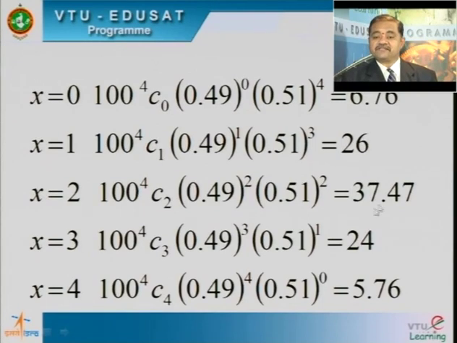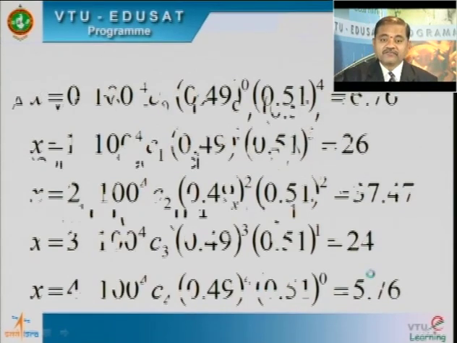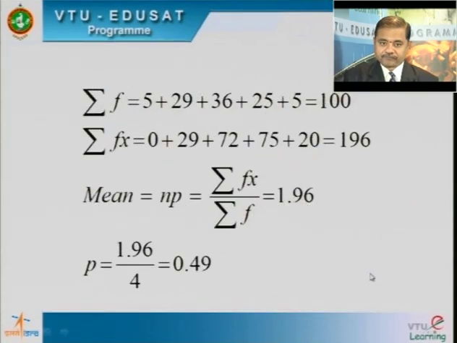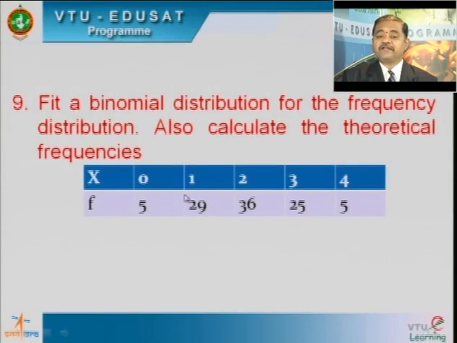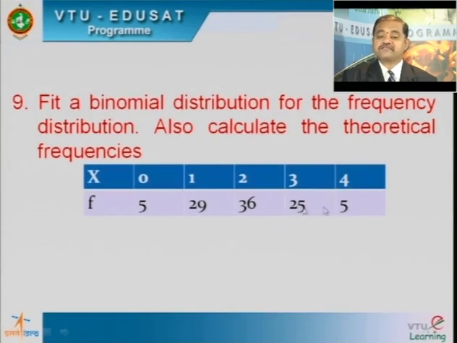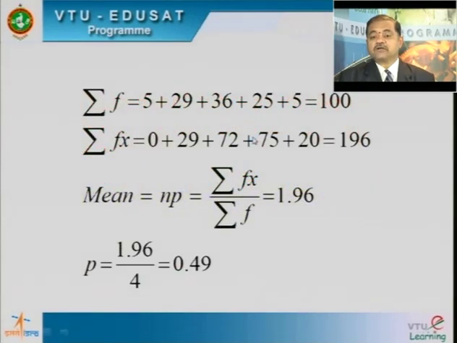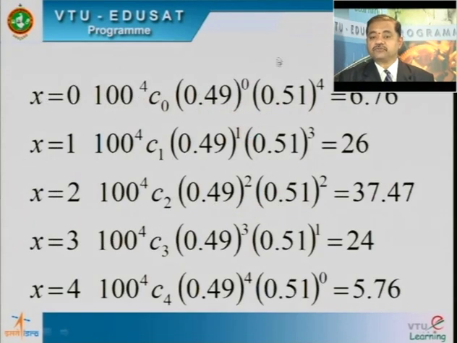Here you will get some decimals, but in the given problem there are no decimals. But nearby values I think we can find: 5, 29, 36, these are all frequencies. I am calculating theoretical frequencies. So the theoretical frequencies come to 6, 27, nearby answers. These are all called theoretical frequencies.